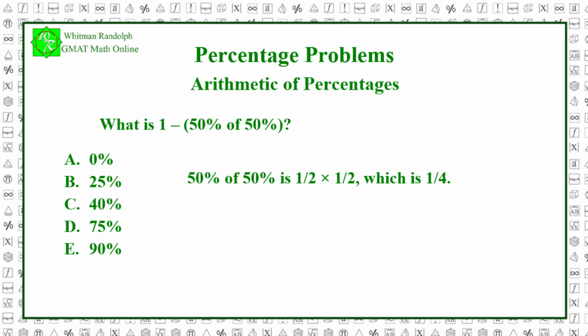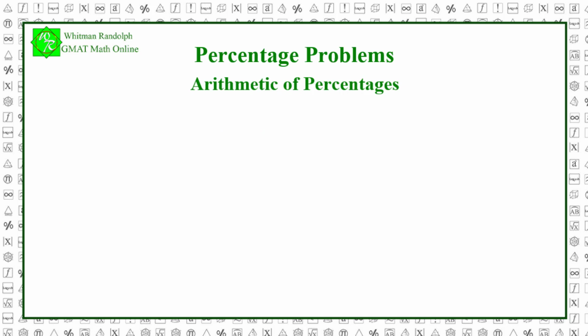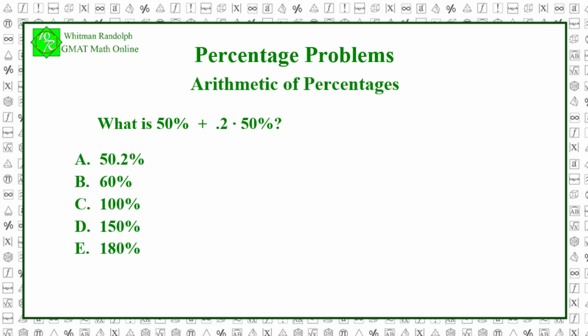50% of 50% is 1/2 times 1/2, which is 1/4, and 1 minus 1/4 equals 3/4, which is 75%. So the correct answer is D. Problem: what is 50% plus 0.2 times 50%? Here are some possible answers.